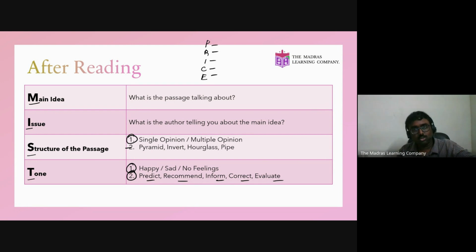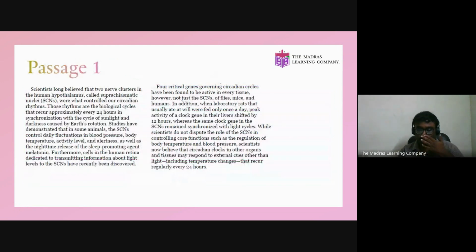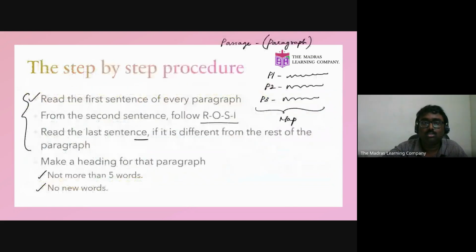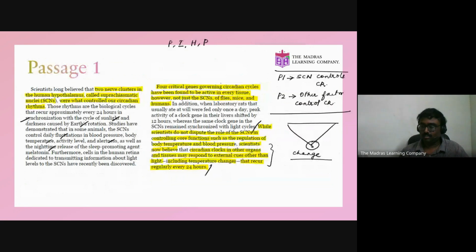Okay. So let's do this for the passages that we read. You already know this, right? Nerve clusters and SCNs. So I'll go back to the notes. Okay. So now let's look at MIST: main idea, issue, structure, and tone. What is the main idea here?